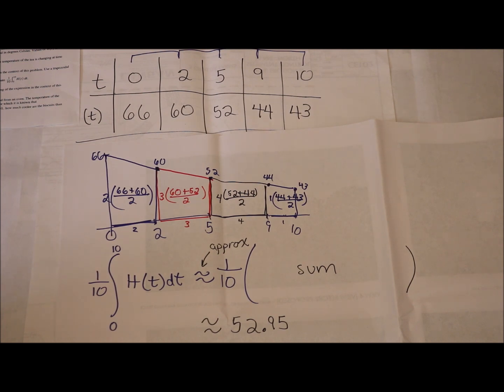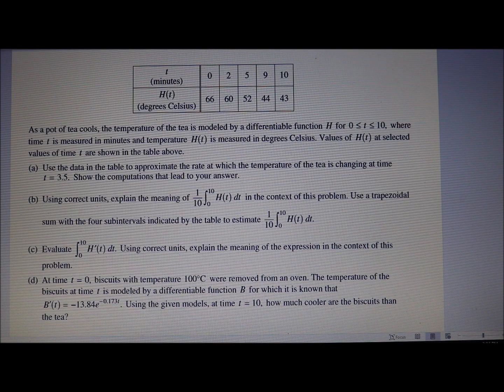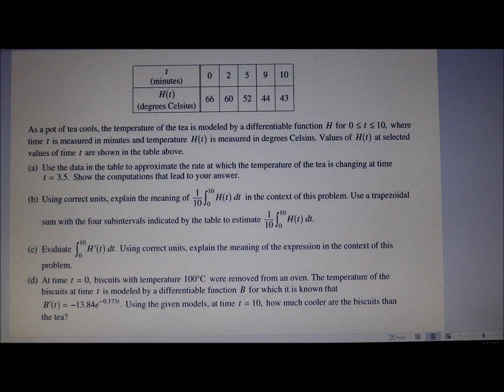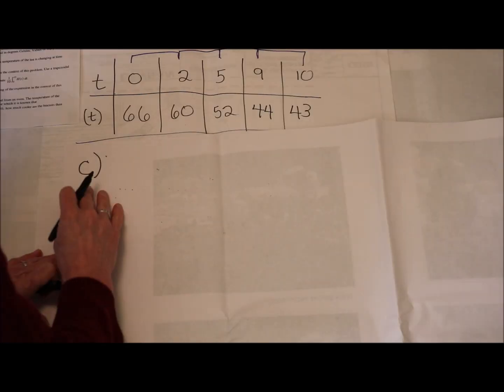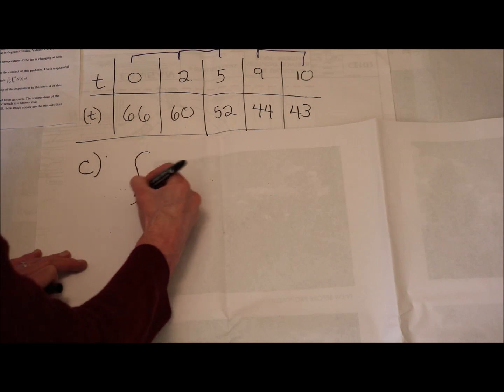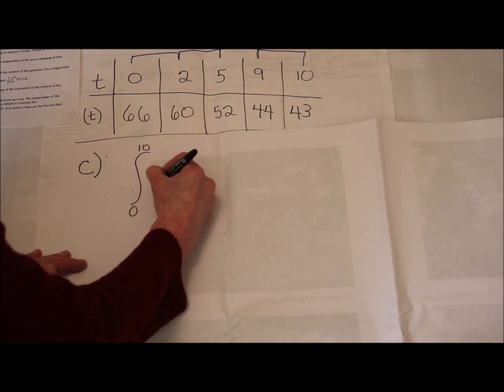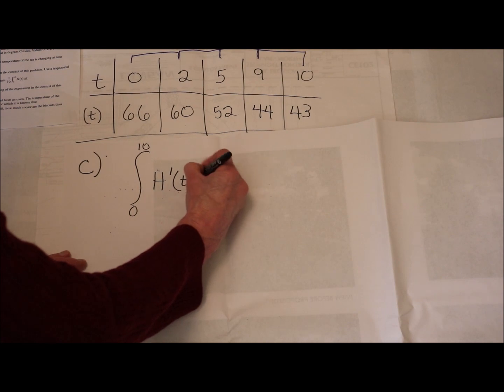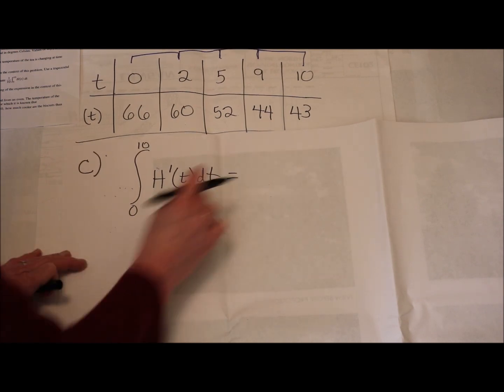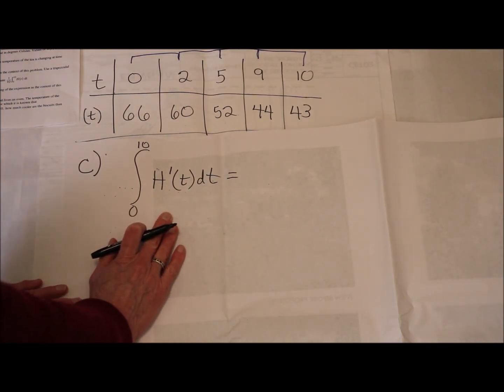Okay, so that was B. Let's try C. C. Evaluate the integral from 0 to 10 of h prime of t dt using correct units. Explain the meaning of the expression in the context of this problem. C asks us to evaluate the integral from 0 to 10 of h prime of t dt. All right, well, this is just straightforward fundamental theorem of calculus, people.